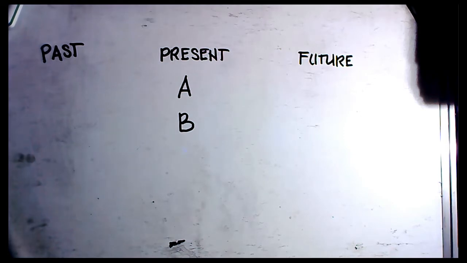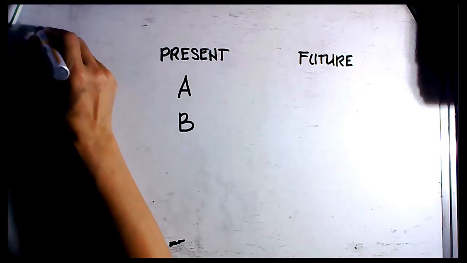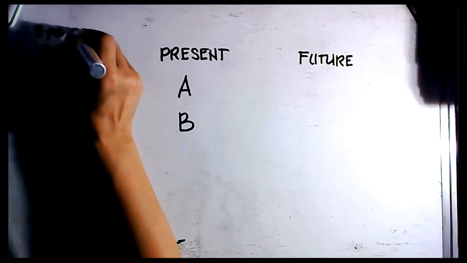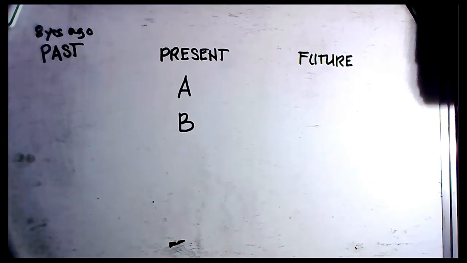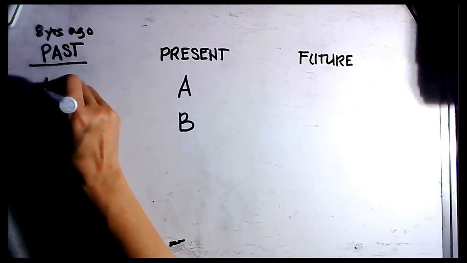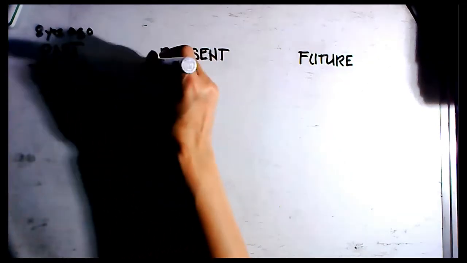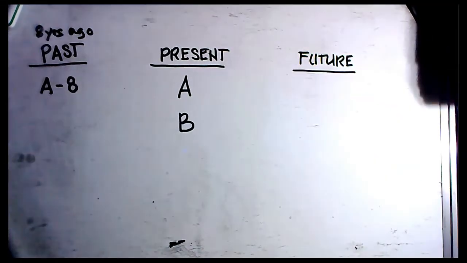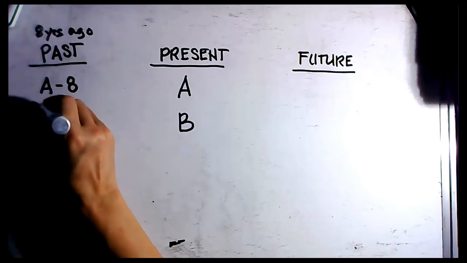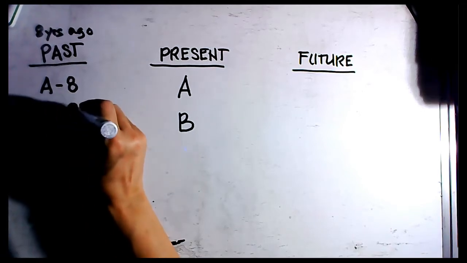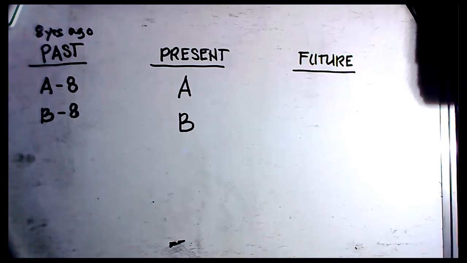It was identified that 8 years ago, A was 4 times as old as B. So 8 years ago, meaning the past, because the present age of A is A, we are going to subtract 8 from A. And in terms of the age of B, we also subtract 8 from the age of B. So that was 8 years ago.